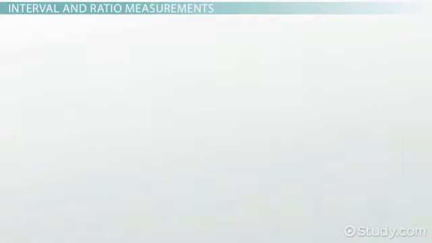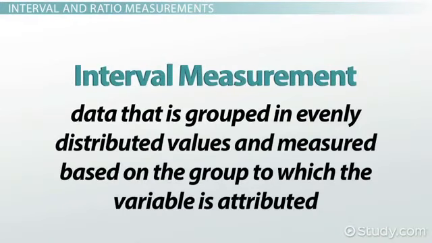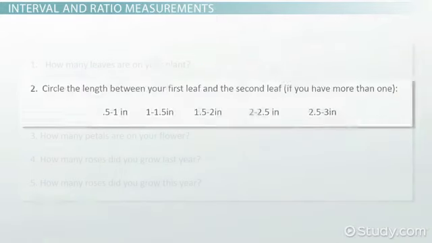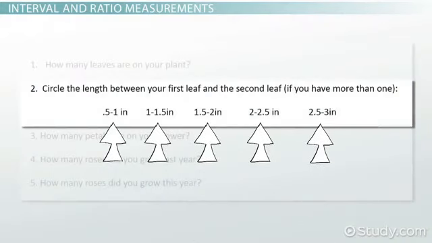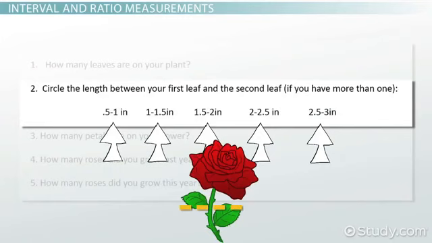The second question represents a form of measurement called interval measurement, which is data that is grouped in evenly distributed values and measured based on the group to which that variable is attributed. In other words, interval data is measured in groups rather than individually. For example, Chloe can measure the distance between each leaf and come up with 0.7. However, if the competition managers are trying to collect and group data in a more manageable way, they will ask her to circle the option that is 0.5 to 1 inch.